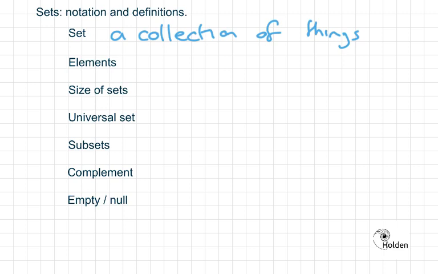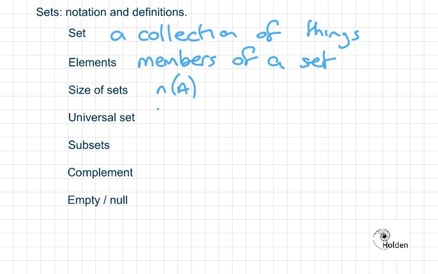Elements are members of a set. Okay, so a group within a bigger set. So a school could be a set of students, and the students are elements of the school. They are elements within that set. Size of sets. Okay, this has notation n(A), where A is the set and n is talking about the number of elements within the set.